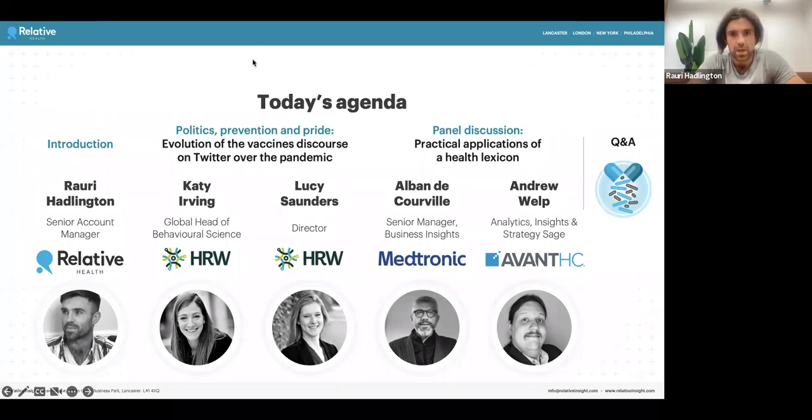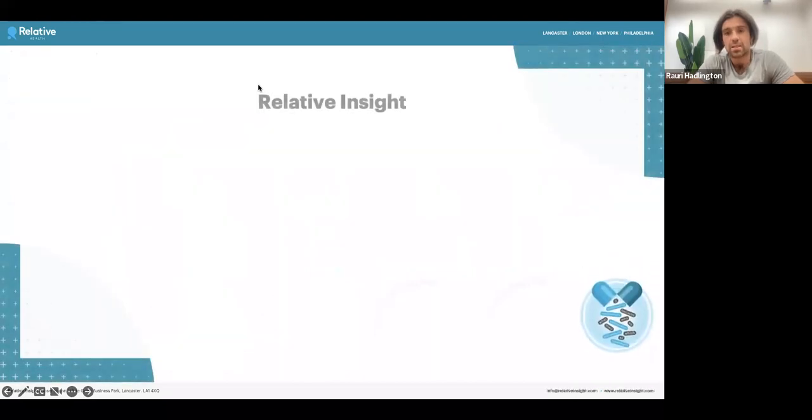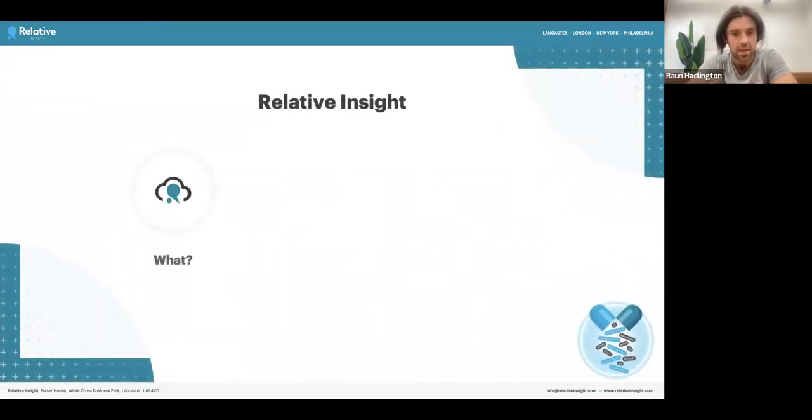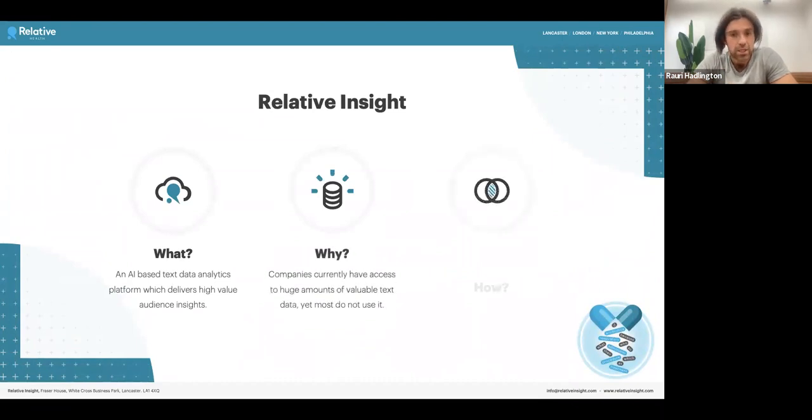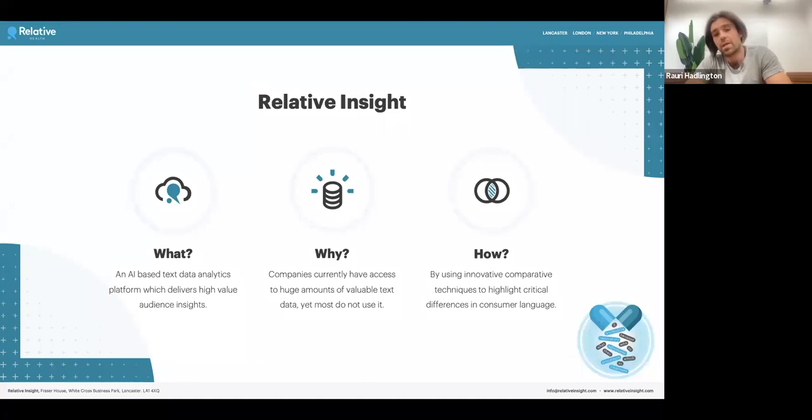So the first thing that I'd like to do is talk to you a little bit about Relative Insight. Relative Insight is an AI-based text analytics and visualization platform. And ultimately, it's trying to solve the problem that companies have of having an awful lot of unstructured text data at their disposal, and an only ever increasing amount, but without a scalable, efficient way to be able to analyze and extract value from that data.